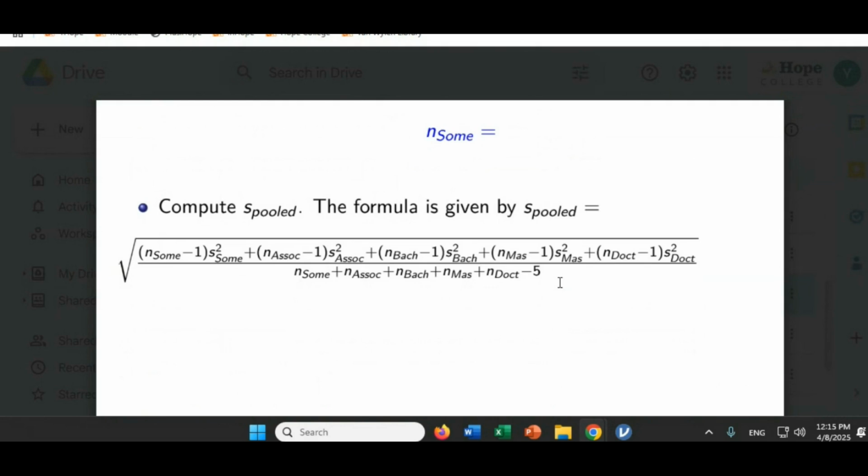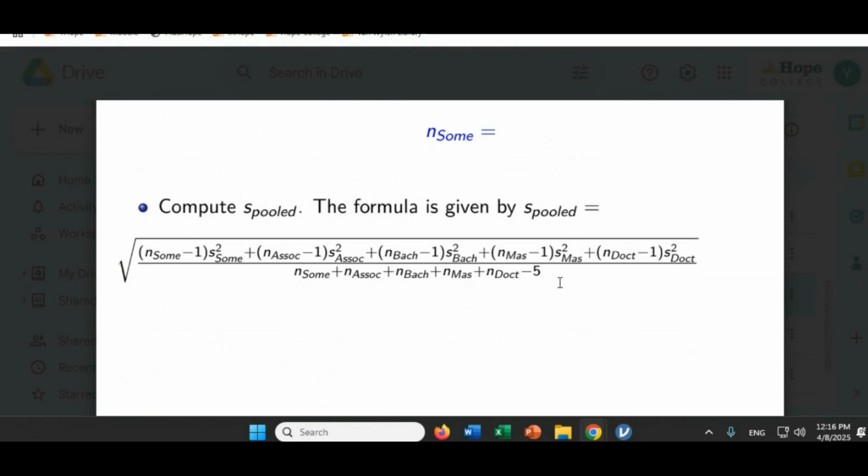I'll tell you why. If your eyes are sharp, you will realize that this s pooled definition is an extension of what you've already seen when you compare two groups. If I pretended that all these groups did not exist, and the formula stopped here, is this something you have seen before? Sample size less 1 times standard deviation squared of one group plus sample size less 1 times standard deviation squared of another group. Two groups. Then don't you have the n of the first group plus the n of the second group?